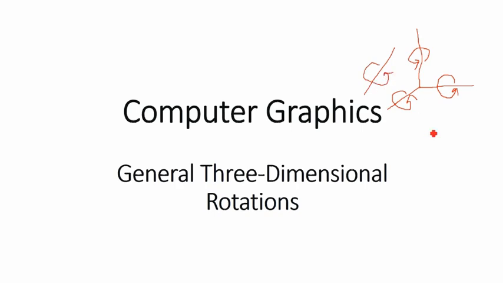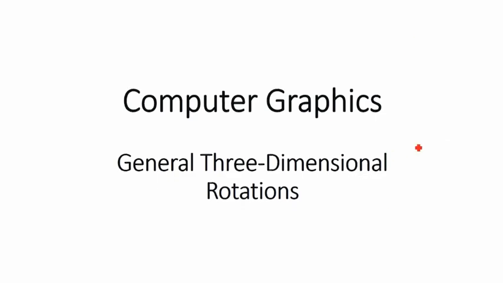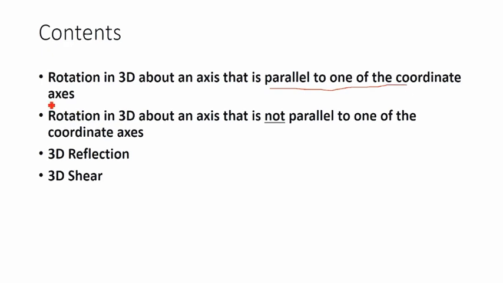So that is what we are going to see, and we are going to split up this rotation into two cases. The first case is rotation in 3D when the axis of rotation is parallel to one of the coordinate axes. The other case is when the axis of reference is not parallel to the coordinate axis. Apart from these two rotations, we'll also be looking at 3D reflection and 3D shear.